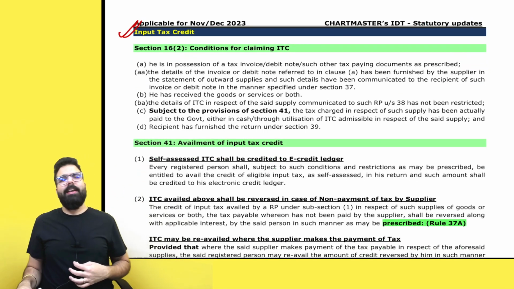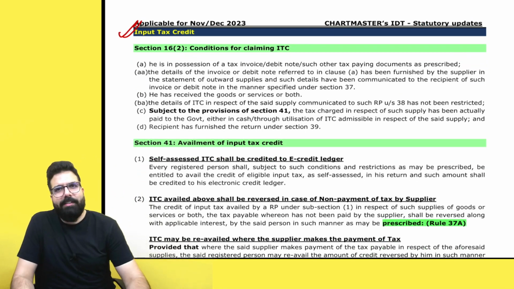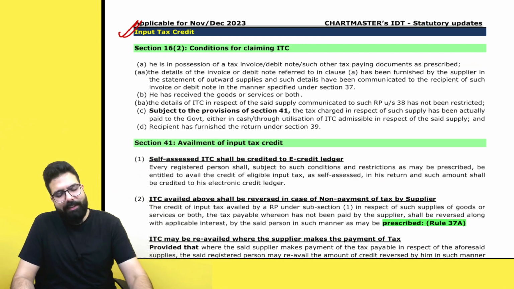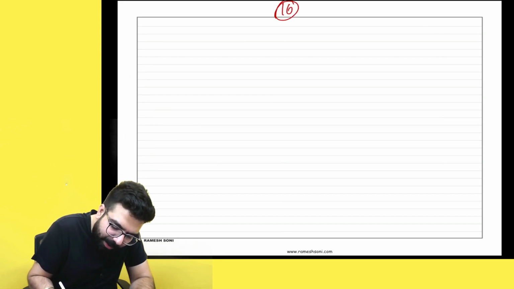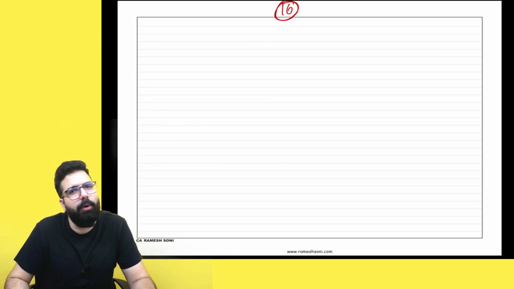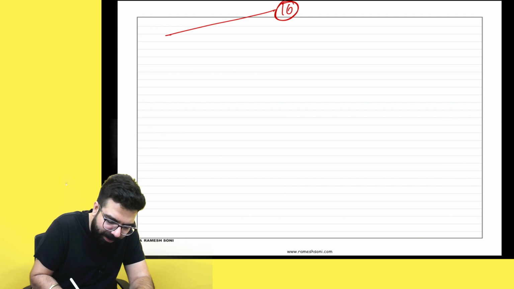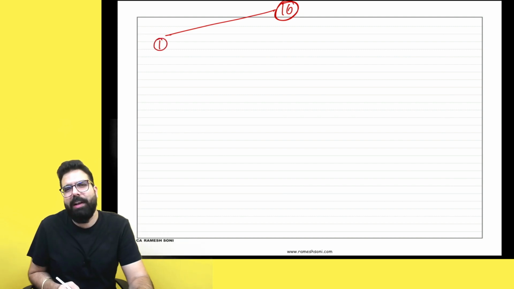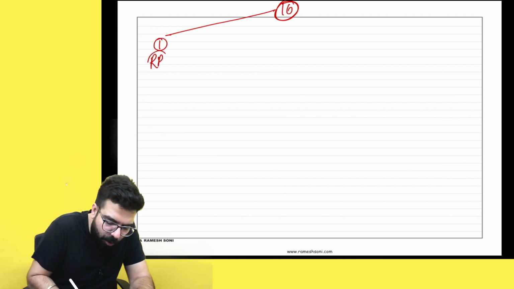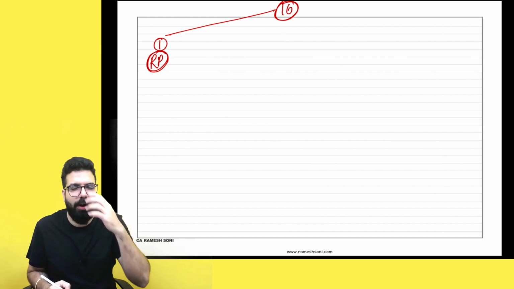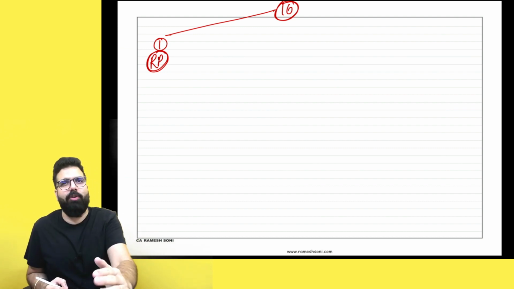In the input tax credit chapter, they have done one amendment. Listen to me very carefully now. I hope you guys recall, sir, section number 16 we used to learn in our chapter of input tax credit. In section number 16, there used to be section number 16.1, which used to say, if you are a registered person, you can take the input tax credit if you have used those goods, services, or both for your business.